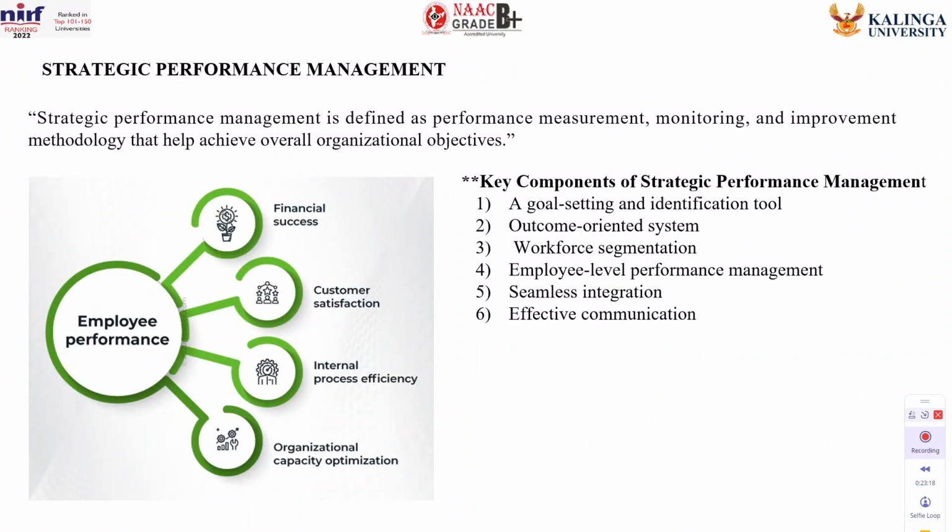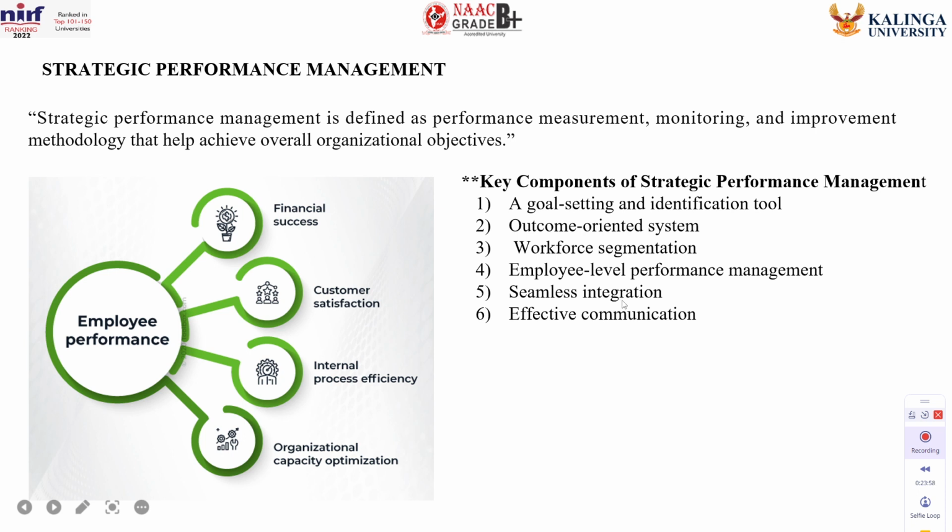Now, strategic performance management is defined as the performance measurement, monitoring, and improvement methodology that helps achieve organizational goals. It comprises performance measurement, monitoring, and improvement methodology that will help to achieve the overall organizational goal. Key components of strategic performance management are goal setting and identification tools. An outcome oriented system should be there. Workforce segmentation, so the workforce should be divided according to functions and specializations. Then employee level performance management should be there, and KPI based performance management, key performance indicators.